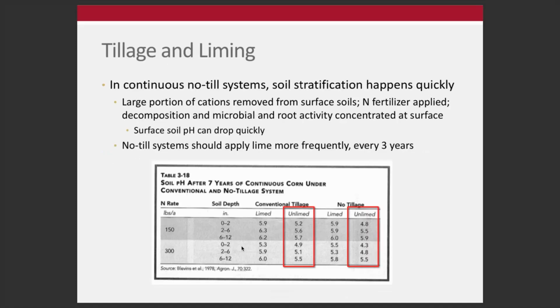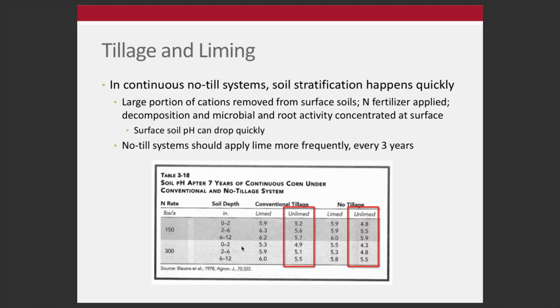In continuous no-till systems, soil stratification happens quickly. This is just going on to what I was alluding to. Large portions of cations are removed from the soil surface, okay? And then with fertilizer applied, there's a lot that happens right at that surface, and so pH can drop quickly. We often think of no-till systems where it's common for no-tillers to apply lime more frequently, maybe every 2 years or every 3 years, and not just every 3 or 4 years.